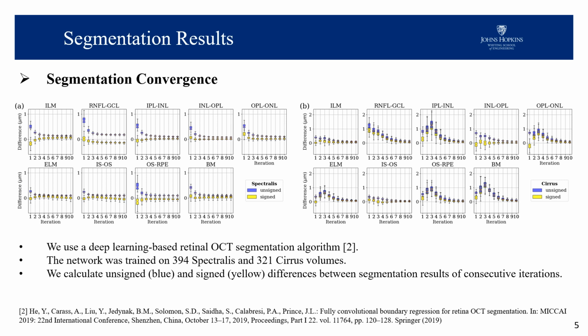Each subfigure shows the difference results for each retinal interface, which is 9 in total. The horizontal axis shows the iteration step, while each number means we calculate the segmentation difference between the current iteration step and the previous iteration step. The vertical axis shows the difference value in micron. The blue color shows the unsigned difference, and the yellow color shows the signed difference.